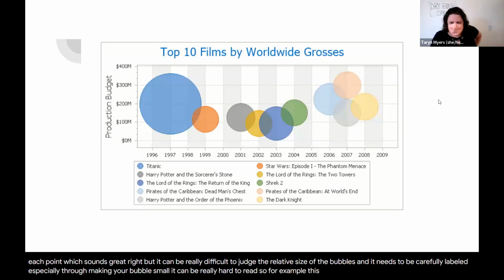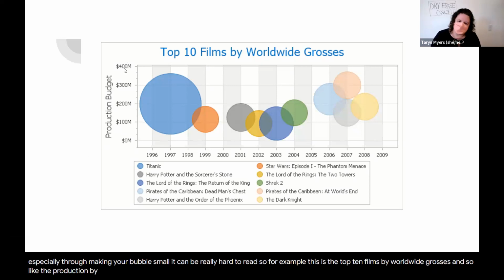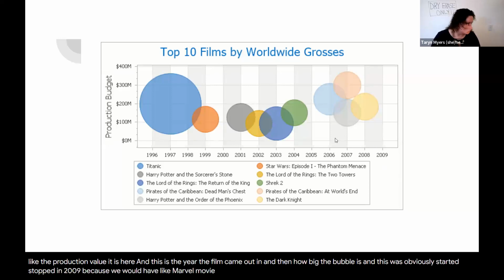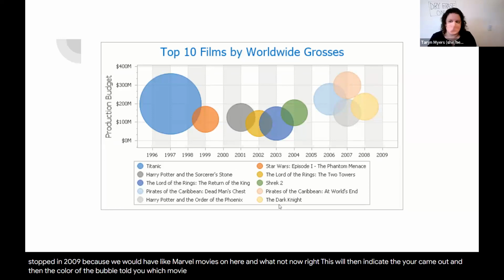So for example, this is the top 10 films by worldwide grosses. The production budget is here, and then this is the year the film came out, and then how big the bubble is. This was obviously stopped in 2009, because we would have Marvel movies on here now. And this will then indicate the year it came out, and then the color of the bubble tells you which movie it is.